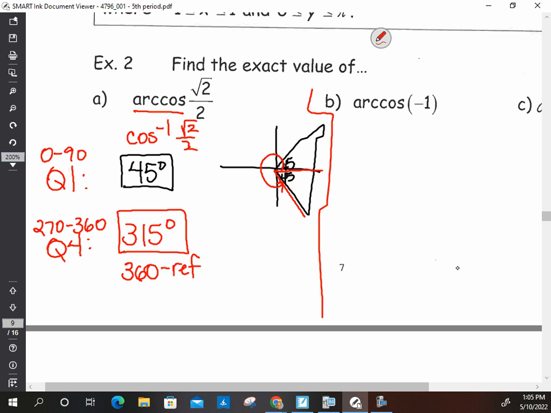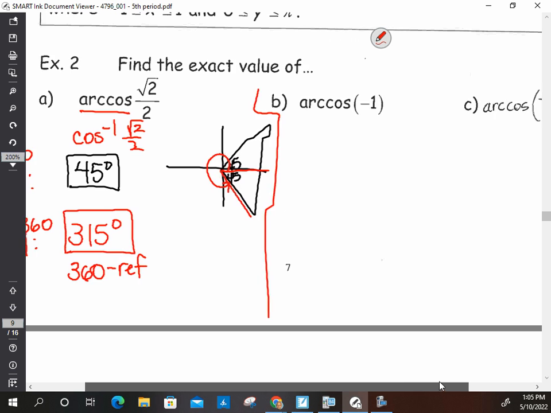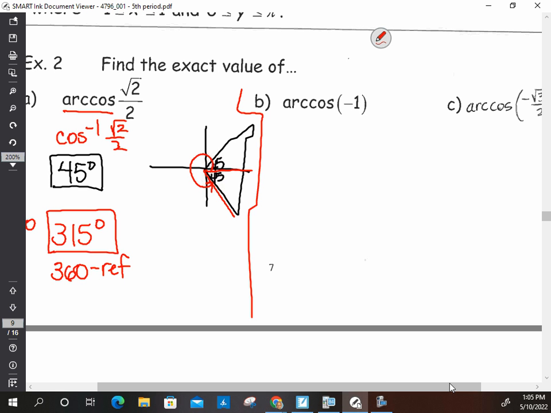All right, so part B, I believe, is a variation problem. So arc cosine of -1. So this time, well, first off, that's -1. So where should it exist? Quadrant 2 and quadrant 3. So 90 to 180 and 180 to 270.